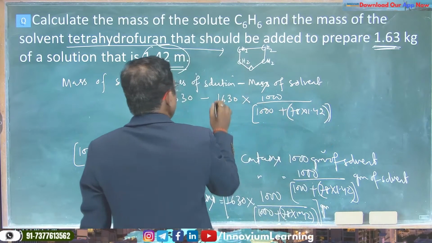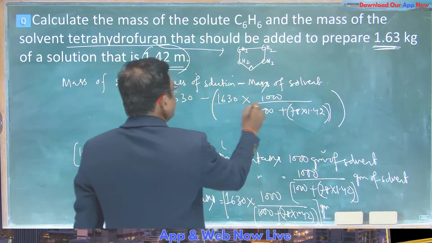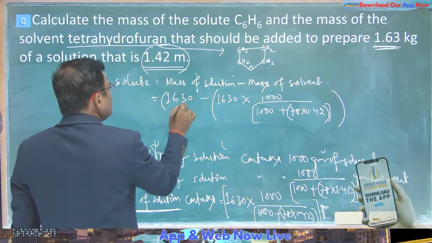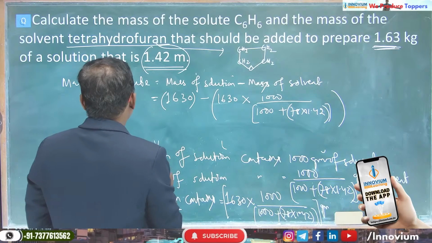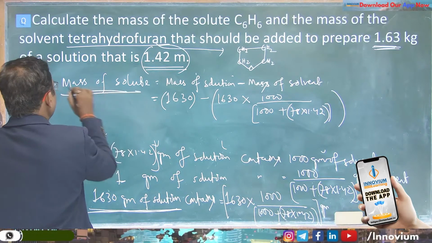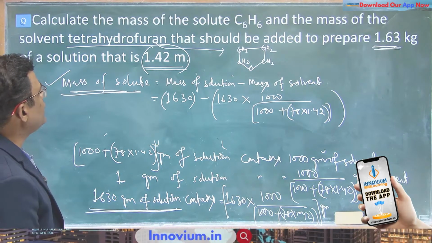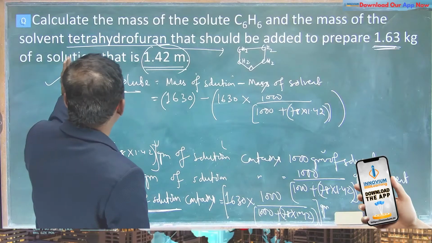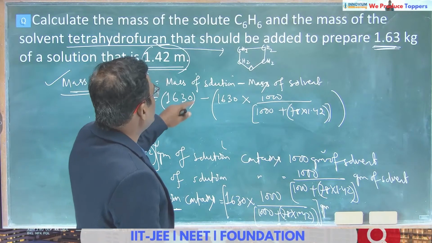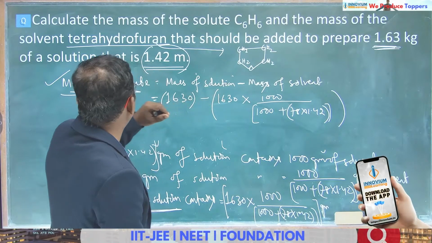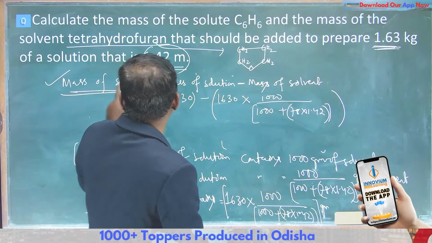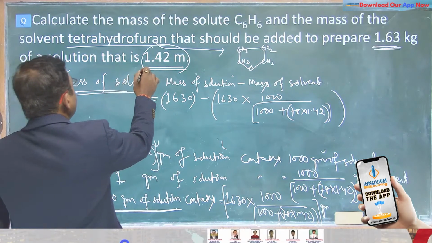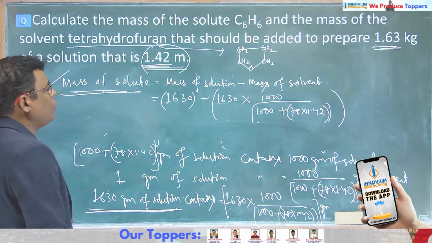Correct? So this is the mass of solvent and this is the mass of solution. Then on simplifying, we'll get the mass of solute. So here in this question, we got the mass of solute, benzene, and the mass of solvent, tetrahydrofuran, in 1.63 kg of the solution, which has strength 1.42 molar.